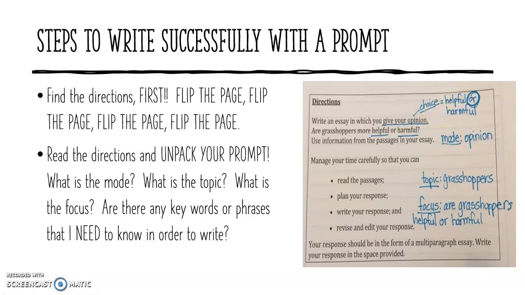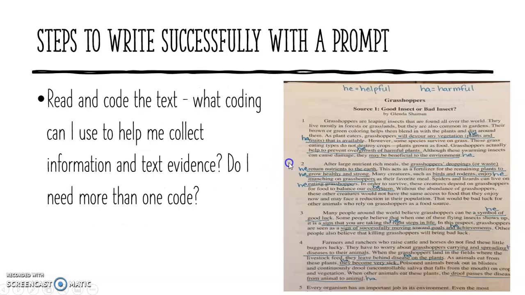But I'm not ready to make my decision yet because I haven't read the text. I'll decide after I read the text. So I know my mode of writing is opinion. I know that my topic that I'm writing about is grasshoppers, and my focus, which I'm zooming my brain in on, is are grasshoppers helpful or harmful? So I really unpacked this prompt very well. I made sure I knew what I was writing about. I know that I'm going to be ready to make a choice, and I know that I'm writing about are grasshoppers helpful or harmful. I will soon find out what my opinion will be.